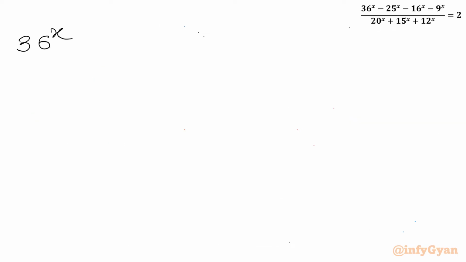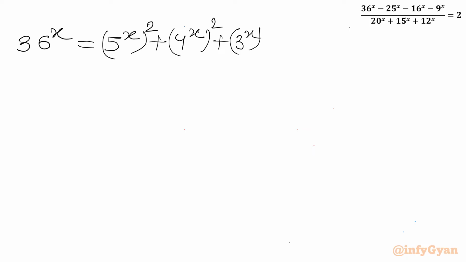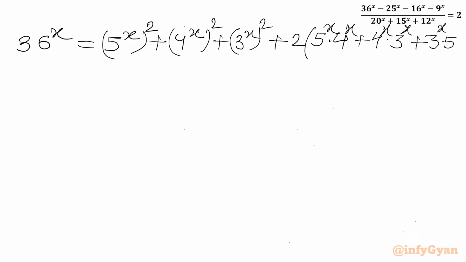So 36 power x equal to 5 power x whole square plus 4 power x whole square plus 3 power x whole square plus 2 times 5 power x times 4 power x plus 4 power x times 3 power x plus 3 power x times 5 power x.